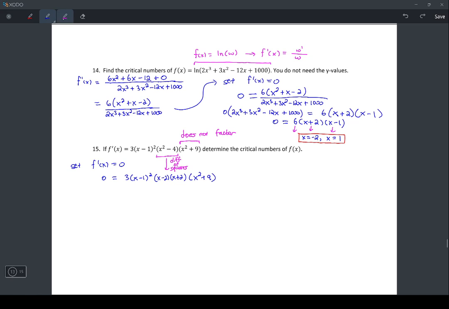Okay, now I'm going to set each of these terms equal to 0. I guess I'll mention the 3. 3 is never 0, just always 3. X minus 1 all squared equals 0 when x is equal to 1. X minus 2 equals 0 when x is 2. X plus 2 equals 0 when x is negative 2. And then there's no solution from the last one because x squared plus 9 is never 0.